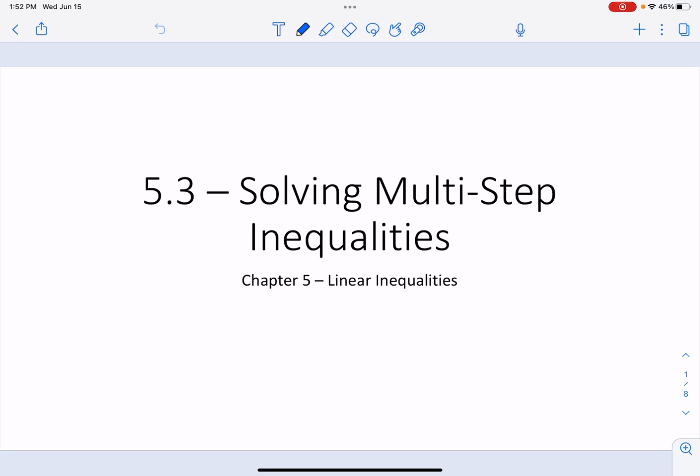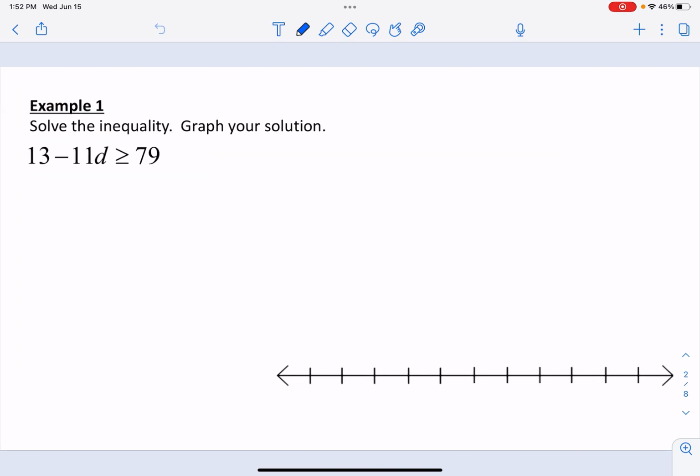In this video, we're going to be talking about solving multi-step inequalities. So again, the only thing we need to remember when we're solving inequalities, we do the same thing as when we're solving equations, just if you multiply or divide by a negative number, you need to remember to flip the inequality sign. So, I subtract 13 from both sides.